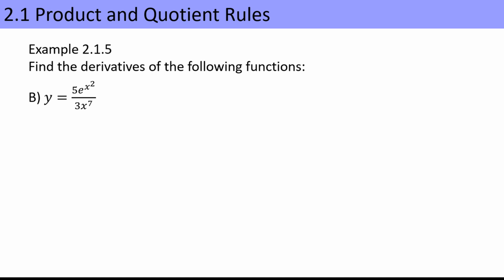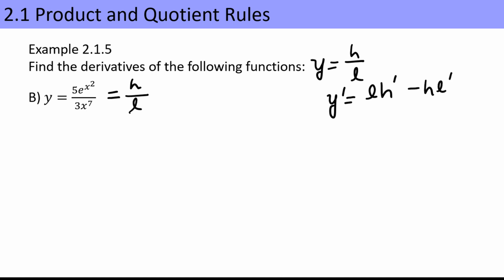Part B, y equals 5 times e to the power of x squared divided by 3 times x to the 7th. This is a quotient rule problem again, so I'm going to use my quotient rule. We'll label the top one high, so 5e to the x squared is going to be the h, and the 3x to the 7th will be the l, and the quotient rule for y equals h over l is going to be low d high minus high d low over the low squared.